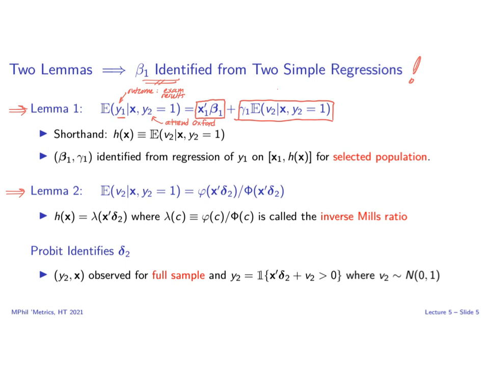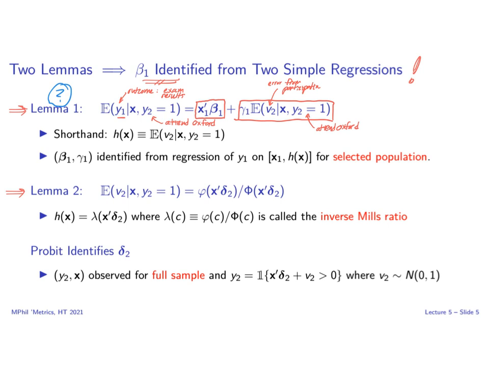y2 equals 1. Now recall that v2 is the error term in the participation equation, and once again we're calculating a conditional mean given what we can observe, x, and the fact that y2 is equal to 1. So both of the two conditional expectations in this lemma are for the selected sample, for the people who choose to attend Oxford. So what does this lemma mean, and why is it important?